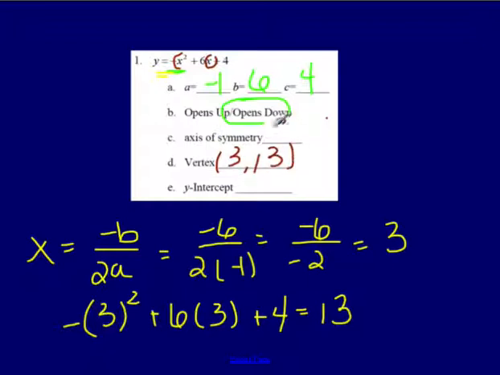Your axis of symmetry, remember, is the x-coordinate of the vertex, which is 3. Your y-intercept is always your c value, which is 4. So that's what we're going to use today. So let's take a look at how we graph these.